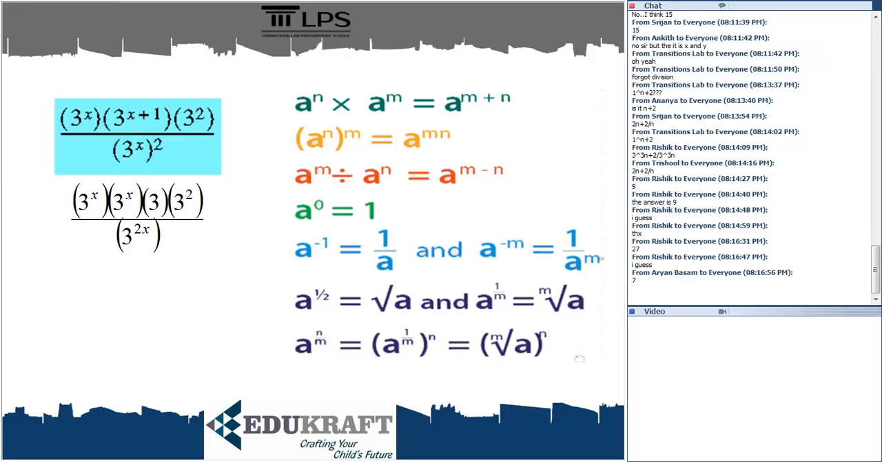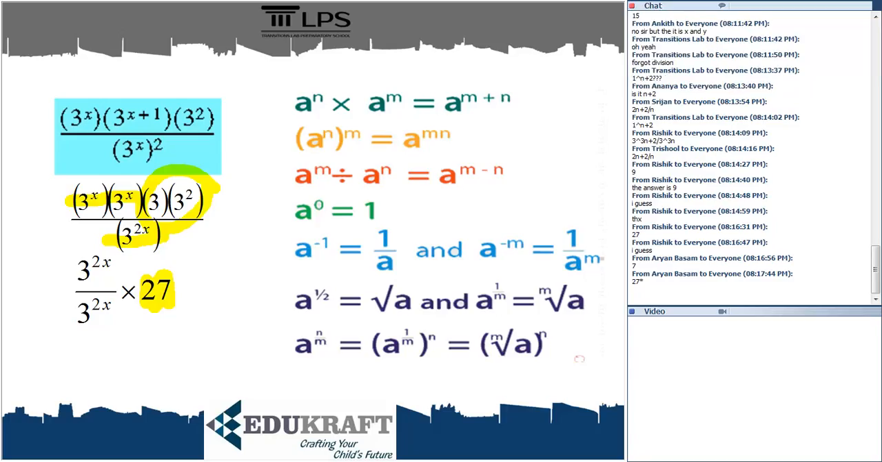Okay, this is how I'm going to do the rearrangement. 3 raised to x, 3 raised to x into 3, 3 square divided by 3 raised to 2x. Then I will collate and take everything together. So if I do that, I will end up getting 3 raised to 2x divided by 3 raised to 2x. So these can be taken together. And then what I have here is 3 into 3 square, which is 27.